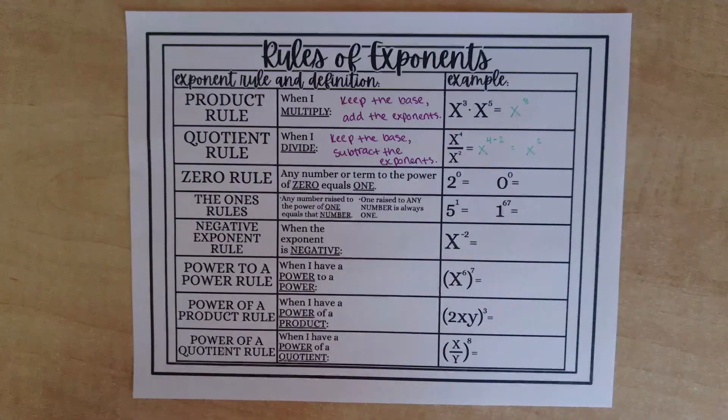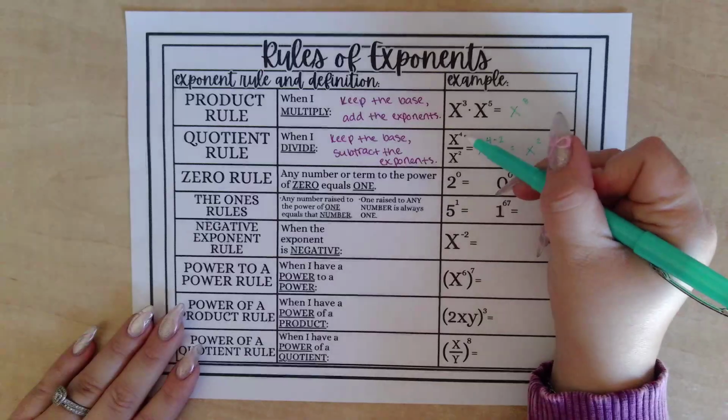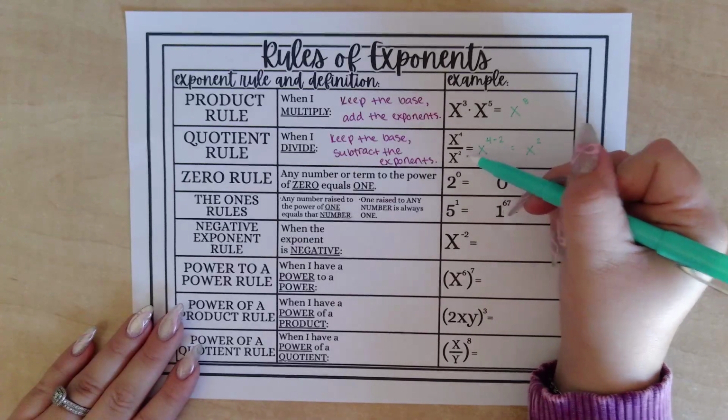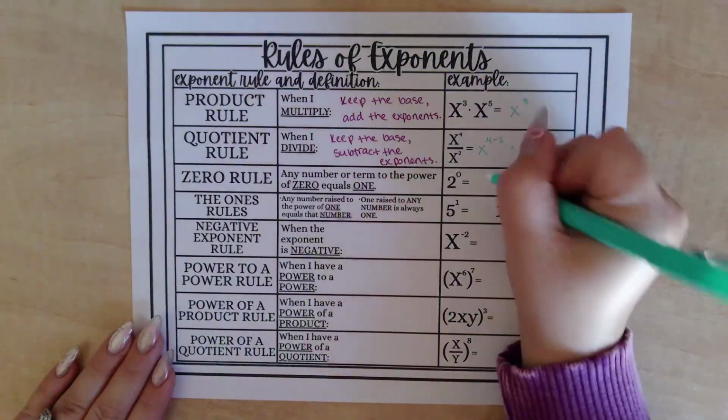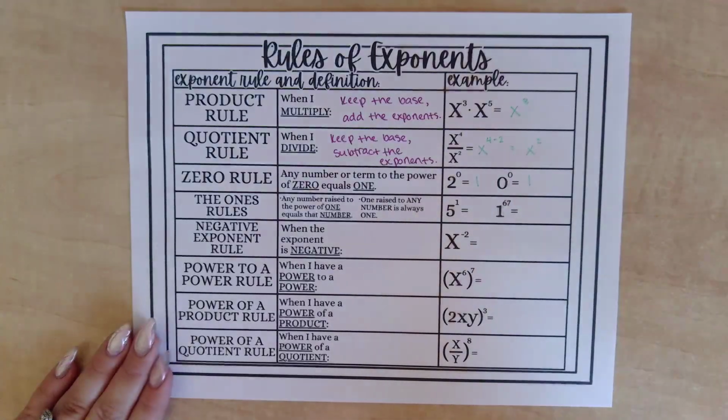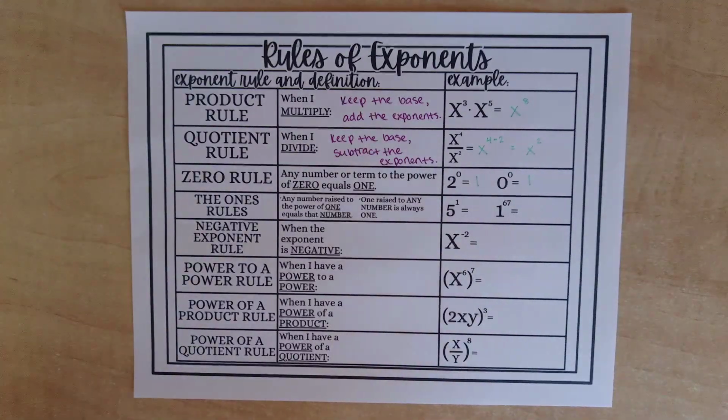The only thing I can really express to you on that one is please make sure that you are doing numerator minus denominator. Perfect. Zero rule. Any number or term to the power of 0 equals 1. As you saw in our last video, no matter what number I typed in to the power of 0, I always got the output of 1, just like that. So anything to the power of 0 is going to equal 1.